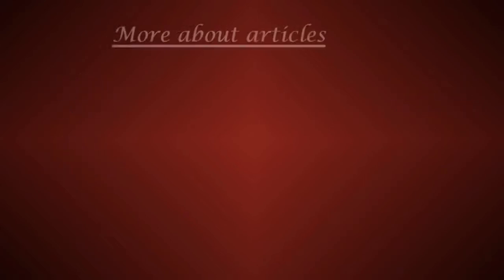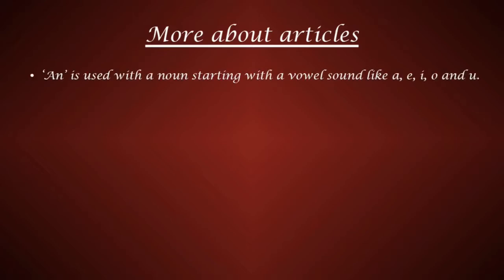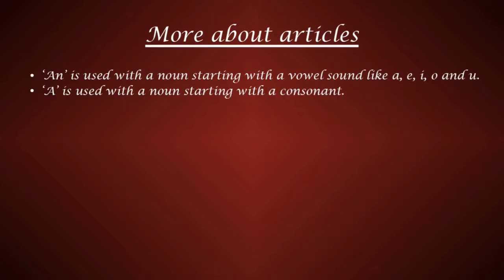More about articles. "An" is used with a noun starting with a vowel sound like A, E, I, O, U, and "a" is used with a noun starting with a consonant. But there are some exceptions. Number 1, an honest man. Here, although "honest" starts with a consonant H, the word honest starts with a vowel sound, where H is silent. So here, "an" is used before the word honest.